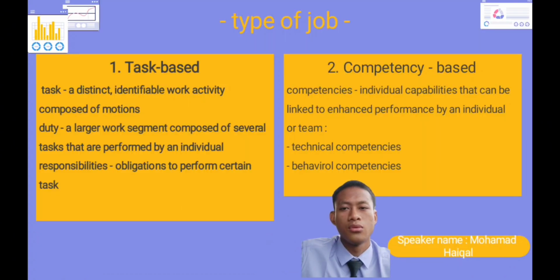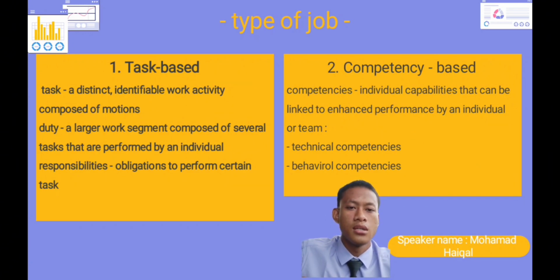Next, I would like to present about type of job. Type of job has a list of 2 points. Number 1 is task based. Task based has 3 points.